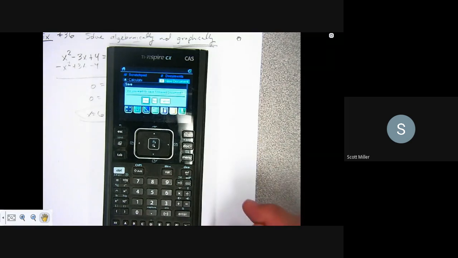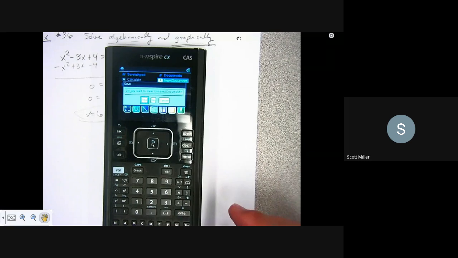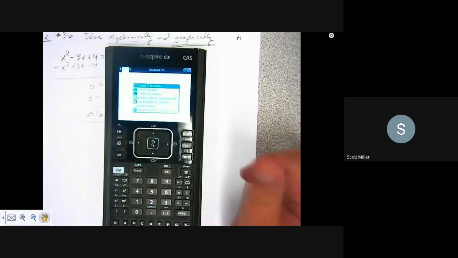And this may pop up. You want to save? The answer is always no. Never save anything. It just clutters the calculator up and makes it stop working properly. So just hit no, and now you have a choice. Well, what kind of document do you want to have? This one has, you can see, 7 different things we can do.